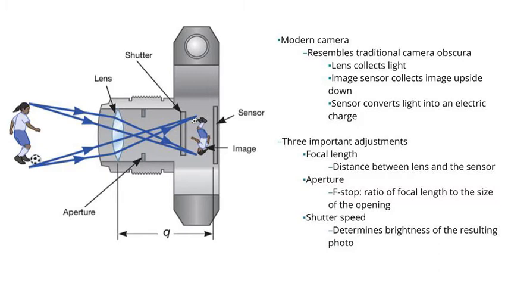There are 3 important adjustments that a photographer can make on their camera to change the way that their photo turns out. One is the focal length, which is the distance between the lens itself and the sensor, and that will change where the focus is on the camera. The aperture, which is measured in f-stops, and that is the ratio of focal length to the size of the opening. And then the shutter speed, which determines the brightness of the resulting photo.